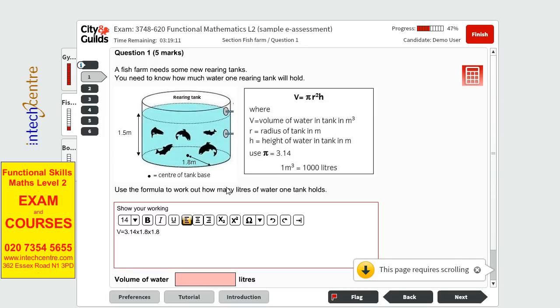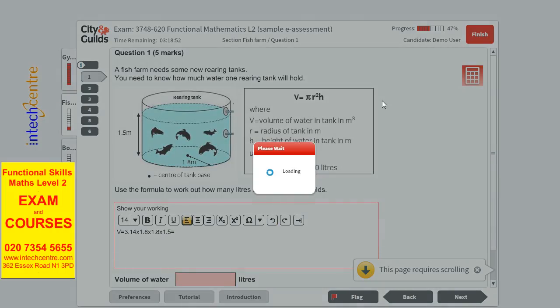Remember, when it's squared, you times the number by itself. You don't times it by 2. Please do not make that mistake, as it will affect your whole calculation. Times the height. The height is 1.5. And let's find out how much that is.